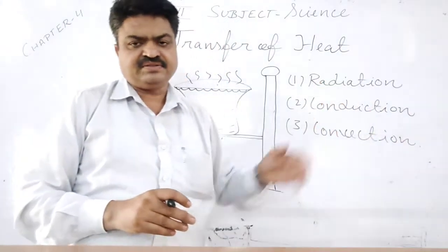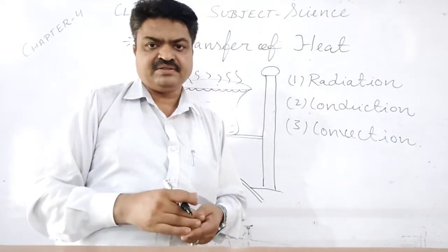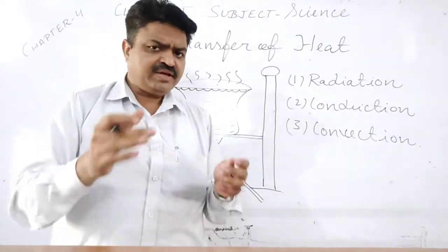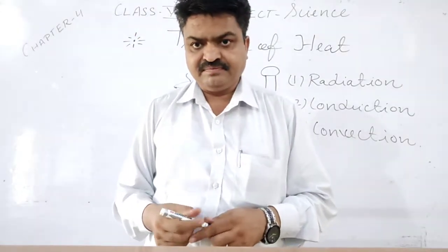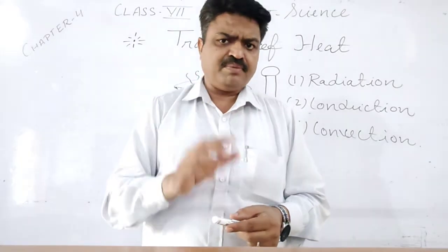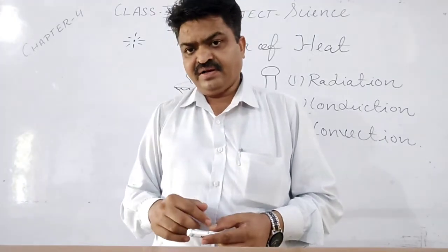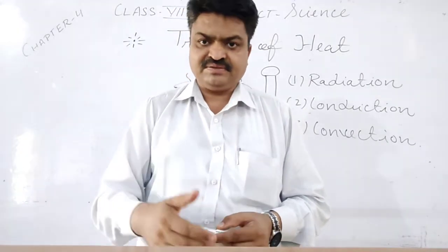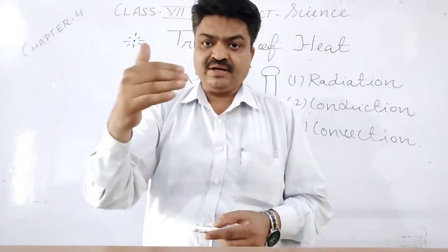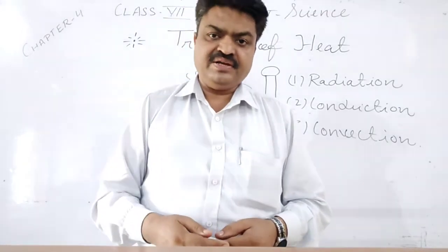Now what is radiation, students? We get heat and light energy from the sun in the form of radiation. Or we can say when an object is burnt, the heat energy that we get from that burning has radiations. So the burning objects or the solar energy we obtain in the form of radiation.